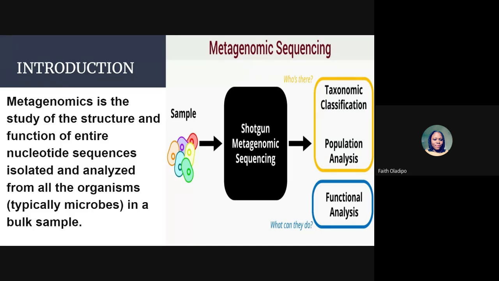We collected our sample, and we specifically carried out shotgun metagenomic sequencing, as it gives us the entire sequences, including the functions. So we're able to analyze both the taxonomic classification and the population, and we're also able to get the functional analysis to know the functions of these organisms in the environment, in the microbiota.